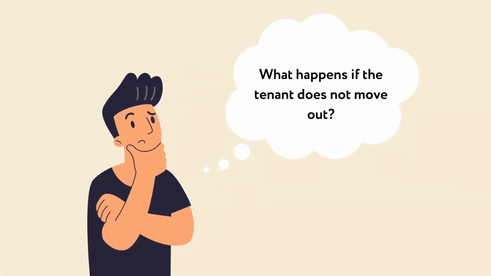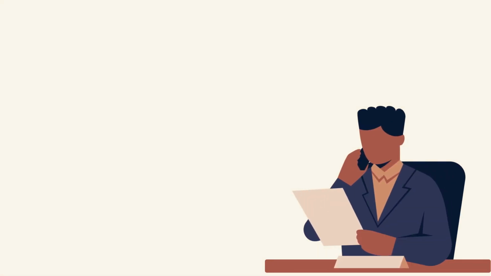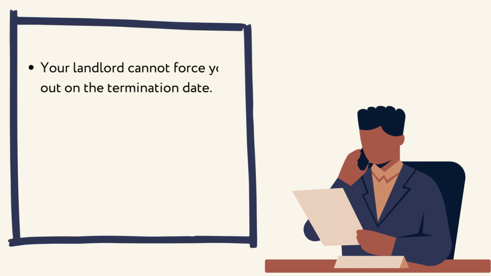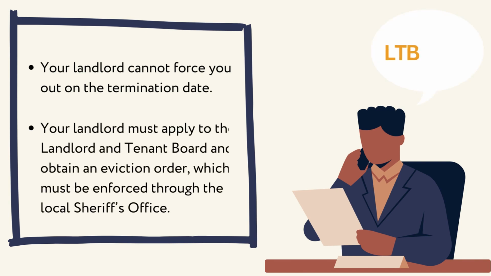What happens if the tenant cannot move out on the agreed upon date? If you signed an N11 agreement and cannot move out by the date agreed upon, your landlord cannot force you out on the termination date. Instead, your landlord must apply to the Landlord and Tenant Board and obtain an eviction order that they must enforce through the local sheriff's office.